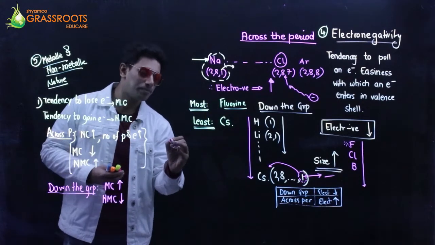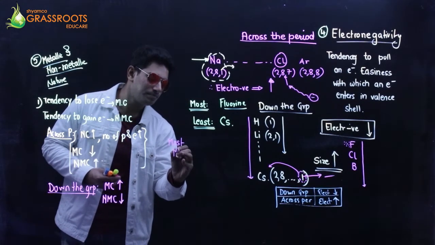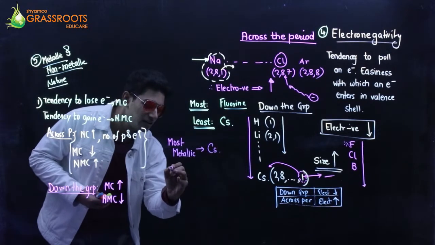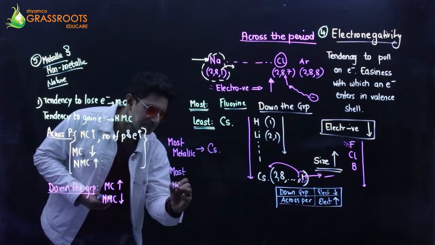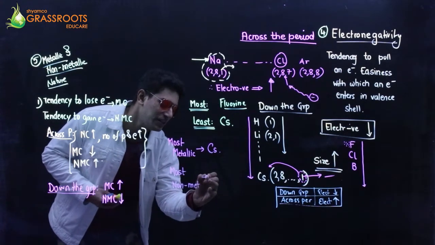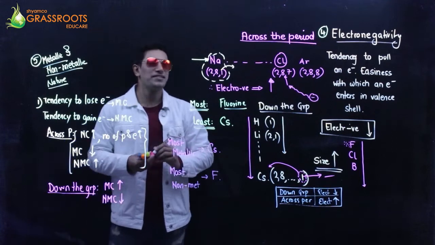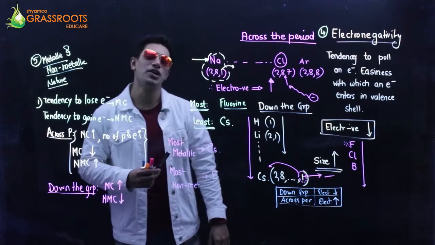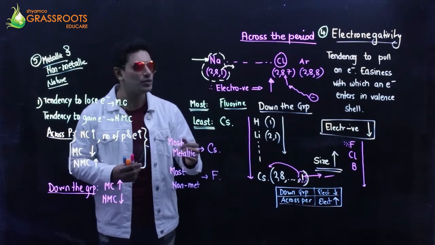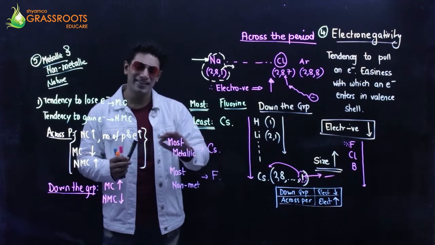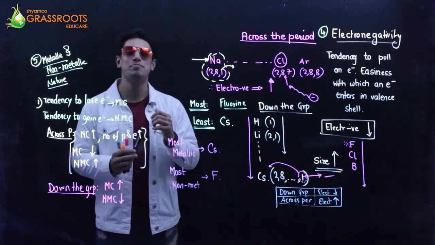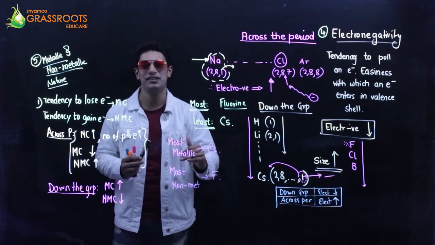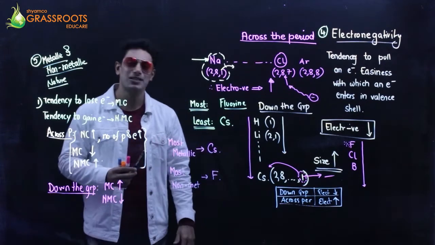So if you ask me, sir, who is the most metallic in the periodic table? It is cesium. And who is the most non-metallic? It is fluorine. So guys, this was about the metallic and the non-metallic behavior. Now the final part of the chapter, in which we're going to study the neutron-proton ratio and a table showing how these periodic properties behave across the period and down the group, with the maximum and the minimum nature. Go through this and we go with the last part of the chapter.